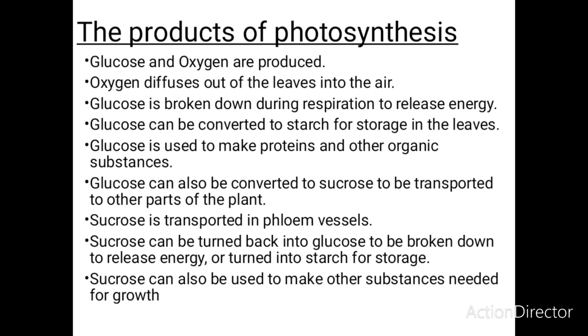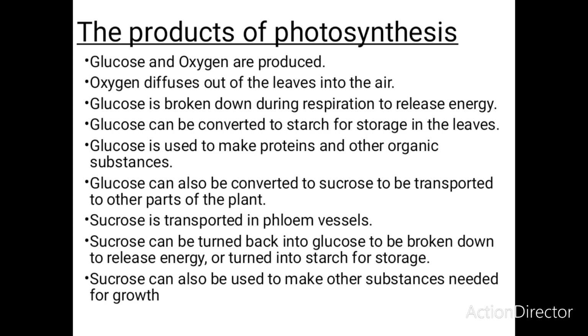Glucose can also be converted to starch for storage in the leaves. Starch is less reactive and more stable than glucose. Glucose can also be used to make proteins and other organic substances. So some of the glucose is used to make proteins and other organic substances that are needed by the plant.